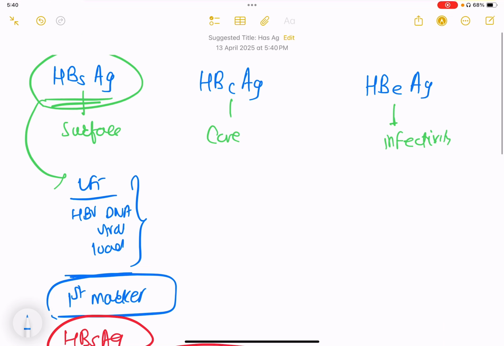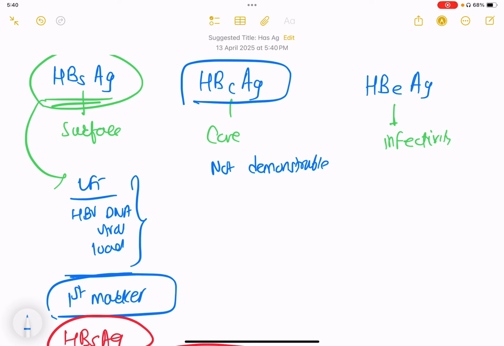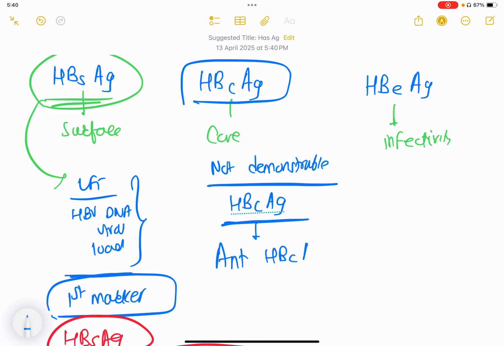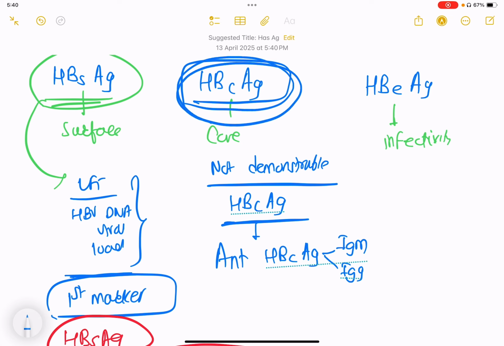The second antigen is hepatitis B core antigen. This core antigen is actually not demonstrable. We don't have a test which can directly diagnose the hepatitis B core antigen, but we can diagnose it on the basis of anti-hepatitis B core antigen antibody. It can be IgM or IgG. We cannot see the antigen, but we can see an antibody which binds to it.